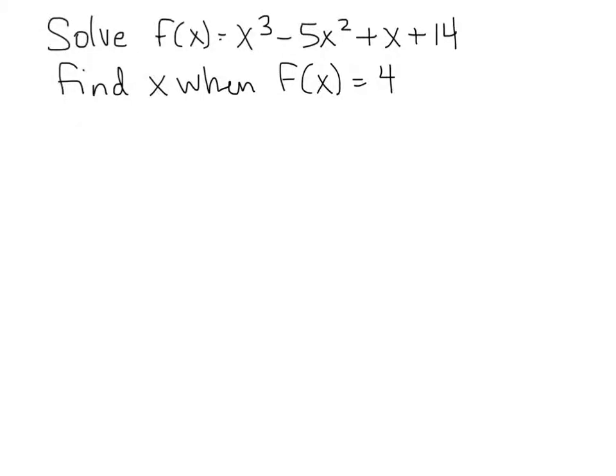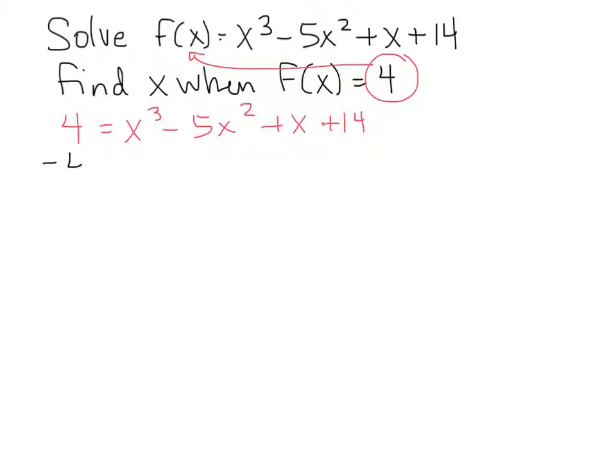So, in order to solve this equation, we're going to start by taking the 4 and plugging it in for f of x. And then whenever we're solving a polynomial, we want to make it equal 0. So we're going to subtract 4.